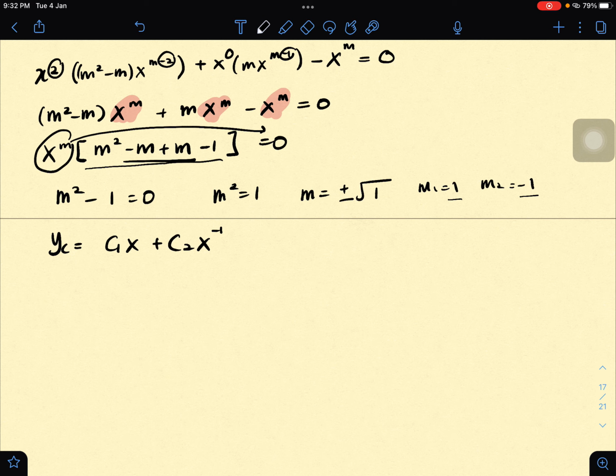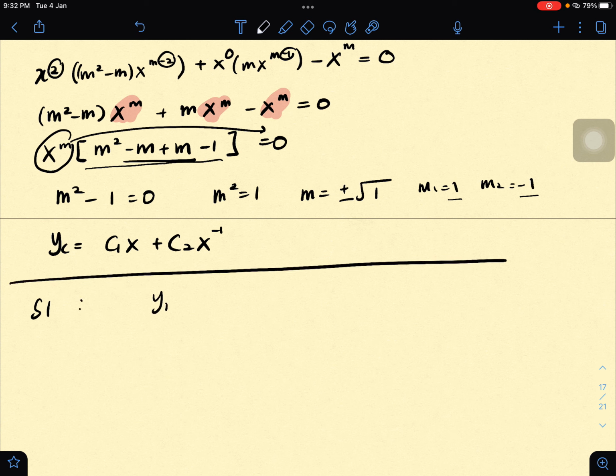Now, we want to find our yp, and we want to use the variation of parameters method. So the first step in the variation of parameters method is to declare what your y1 and y2 are, where y1 and y2 can be taken from the complementary solution. This one is your y1 and this one is your y2. Therefore, you have y1 equal to x and y2 equal to x to the power of negative 1. So you can find your y1 prime, which is 1, and your y2 prime will be negative x to the power of negative 2.